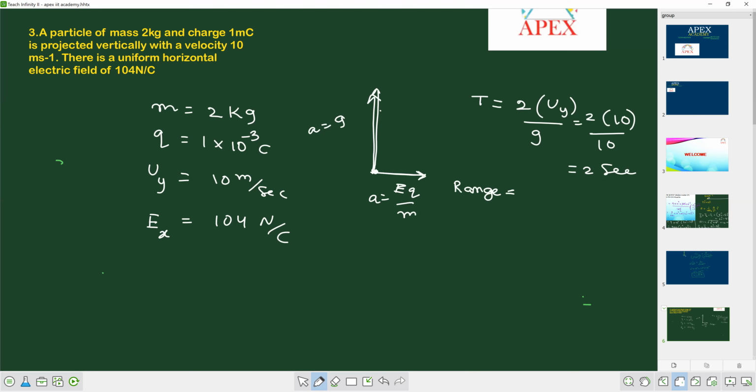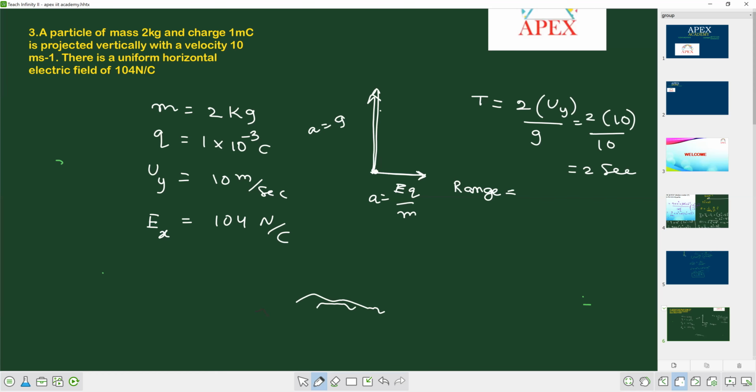Horizontal range means horizontally how much distance it travels. If there is no force acting along the horizontal direction, we can simply consider u square sine 2 theta by g, or 2 into the x component of velocity into the y component of velocity by g. But this is not like that. Horizontal motion is also uniform accelerated motion.